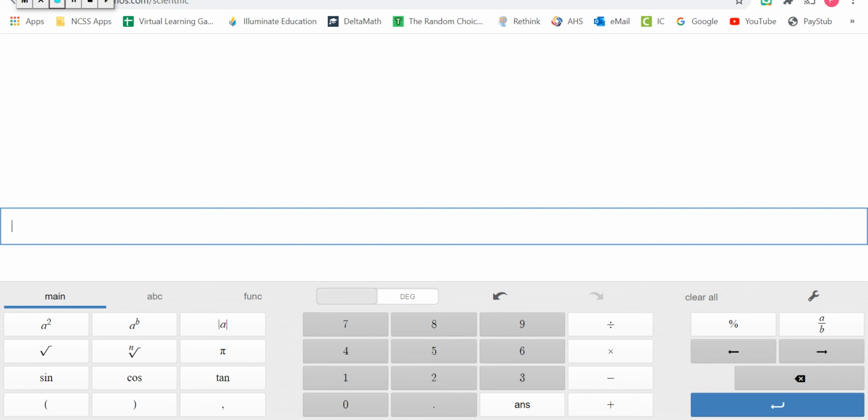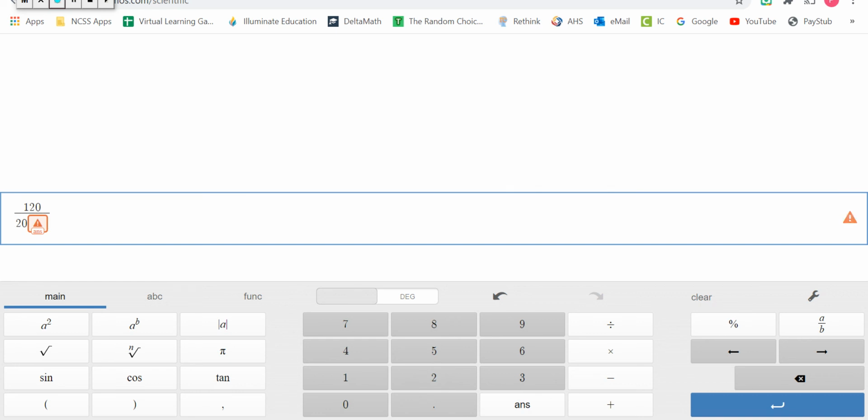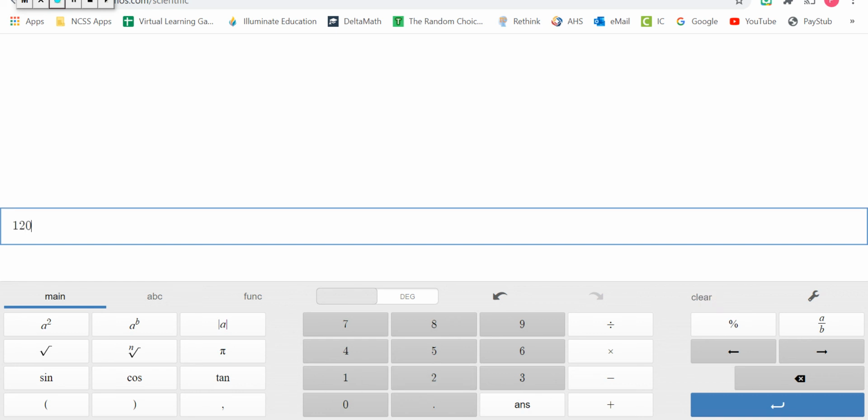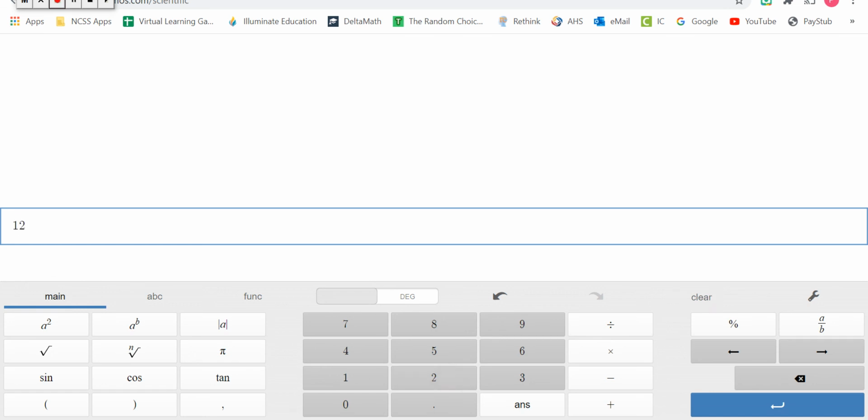So I got to go higher. So let's do 120 and see if it'll divide by 20. Oh, that might work. So 120 divided by 20 equals 6. So 6 and 20 are factors of 120. So I'm going to say 12 minus 6. Wait.